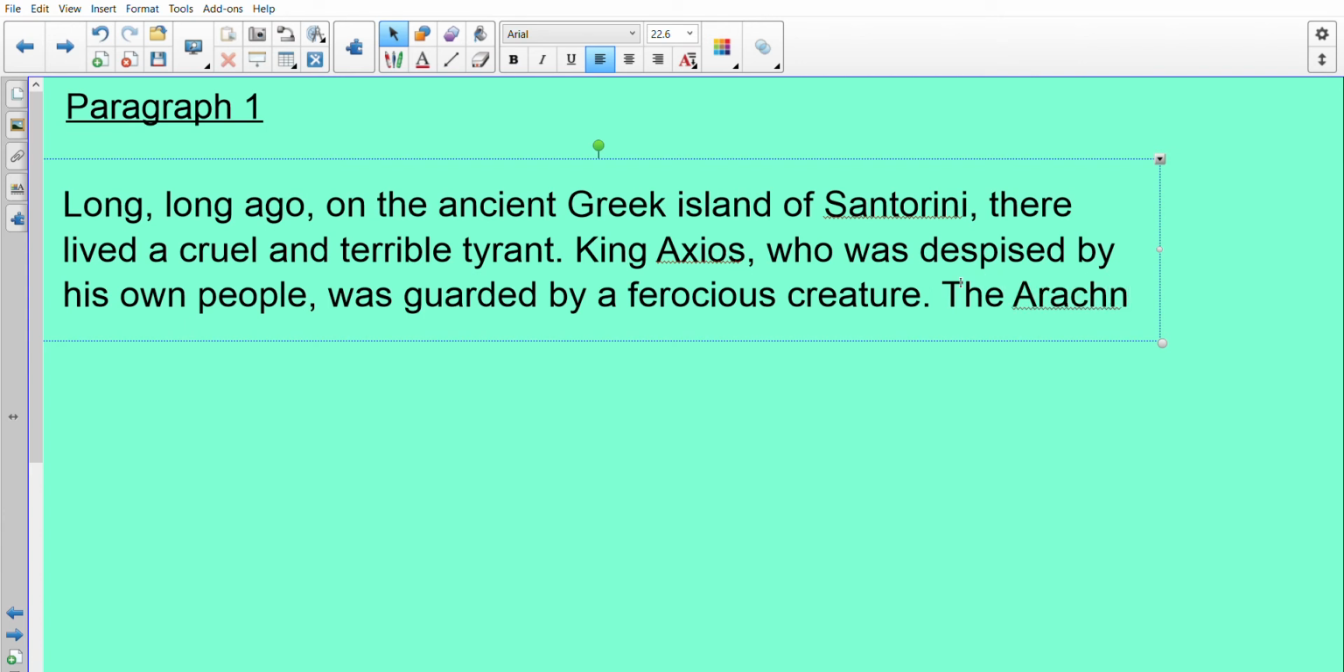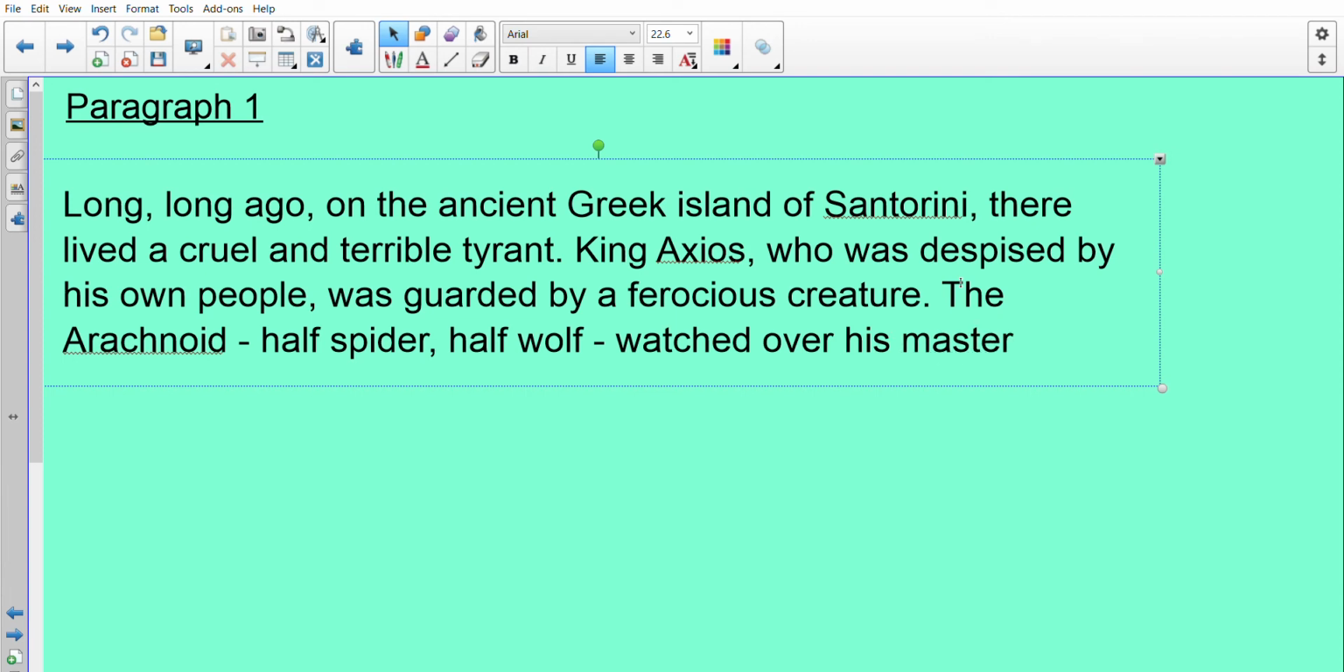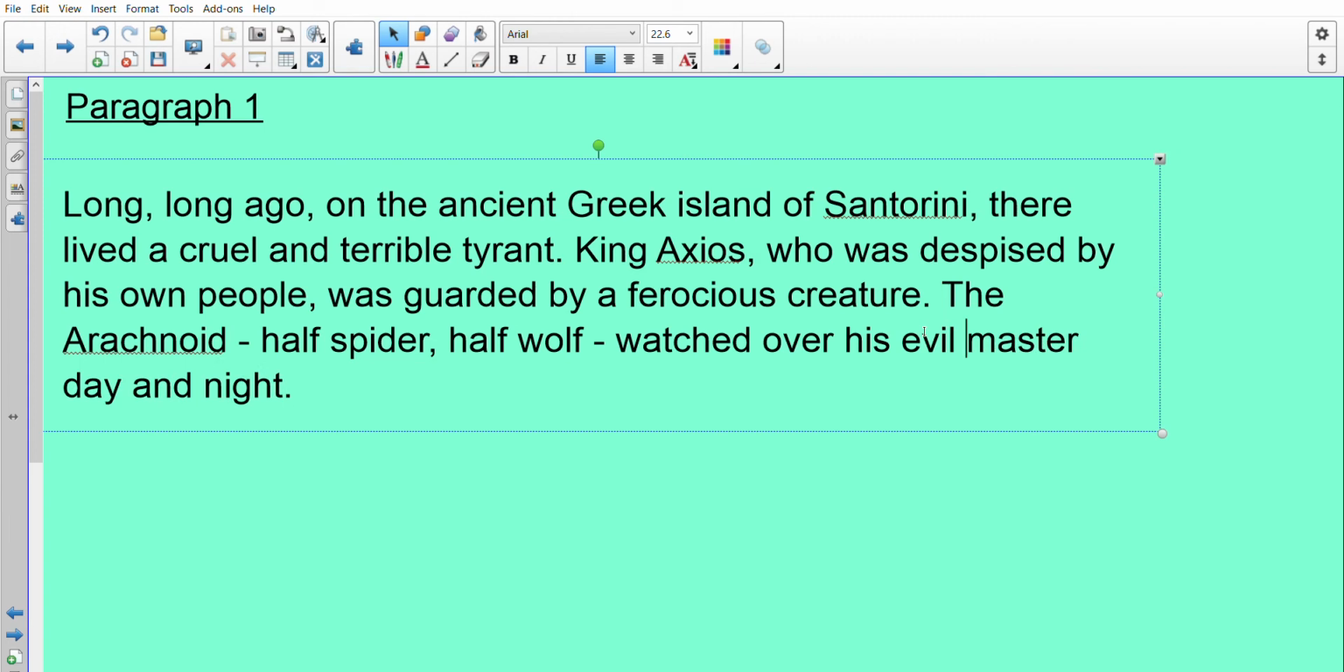The arachnoid, and then I'll do dashes, half spider, half wolf, watched over his master day and night. So we've got ferocious creature, expanded noun phrase. Watched over his master. Should we put an adjective in there to make it an ENP? His evil master, day and night. So it's a bit of an introduction. We've introduced the two villains, the villain and his creature. Let's also introduce our hero as well. We're not going into too much detail yet. We can still describe him a bit later.